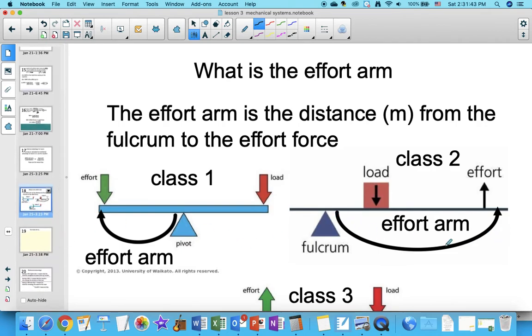The effort arm is the fulcrum all the way to the effort. So in a class 2 lever, it's all the way to the other end. But the load arm is the fulcrum to the load. So you can already see why class 2 levers increase the force by a lot, or multiply your effort by a lot, because your effort arm is always larger than your load arm.